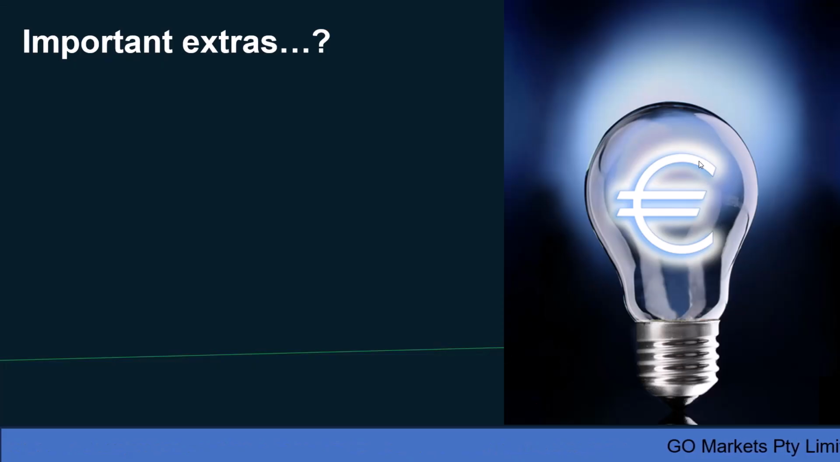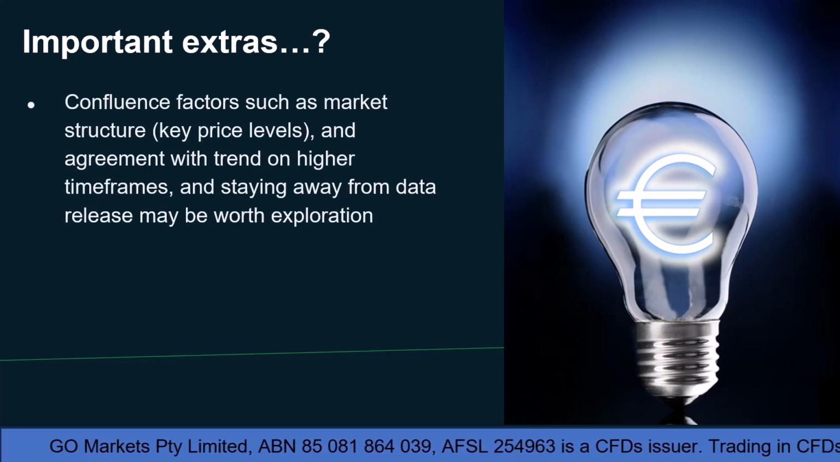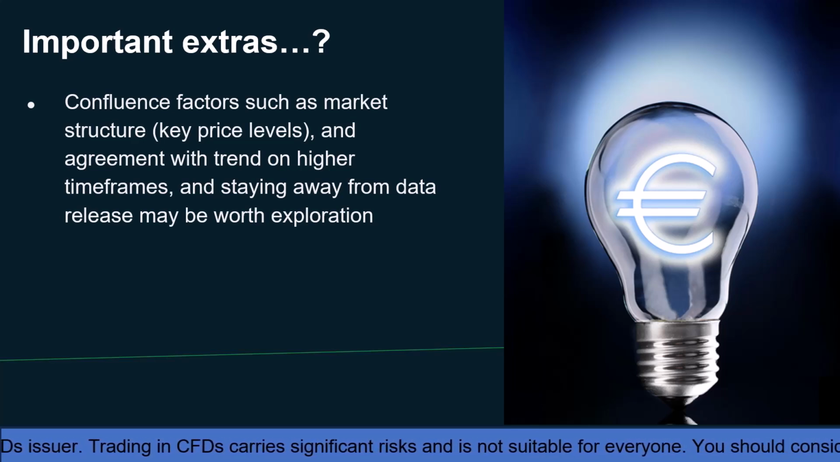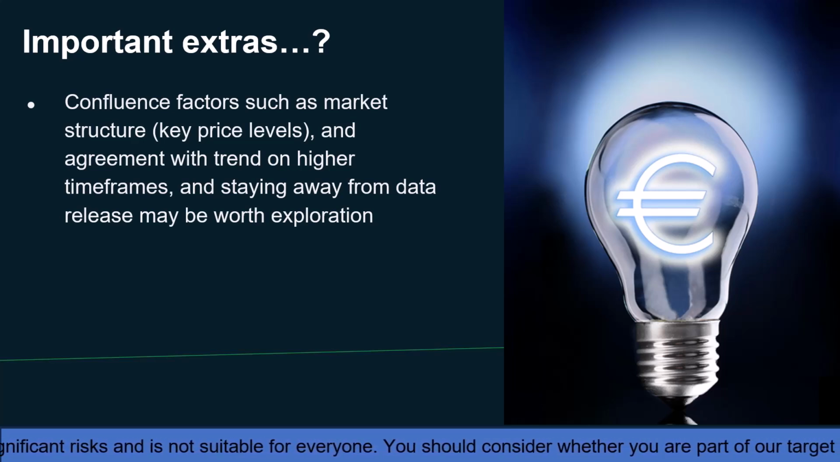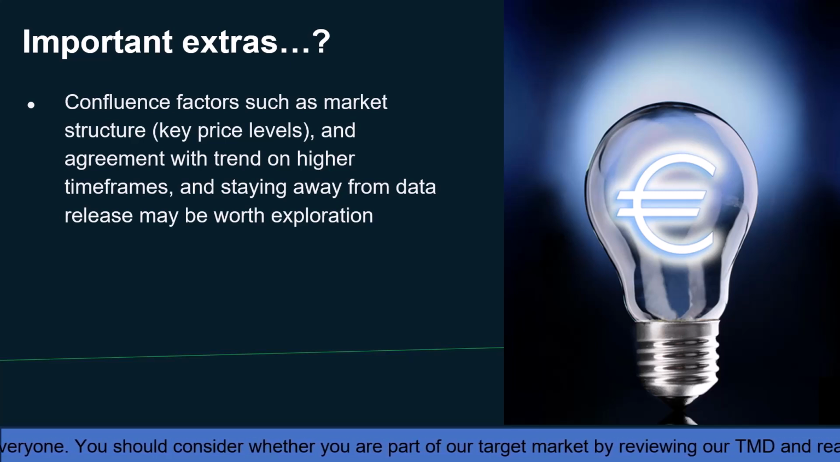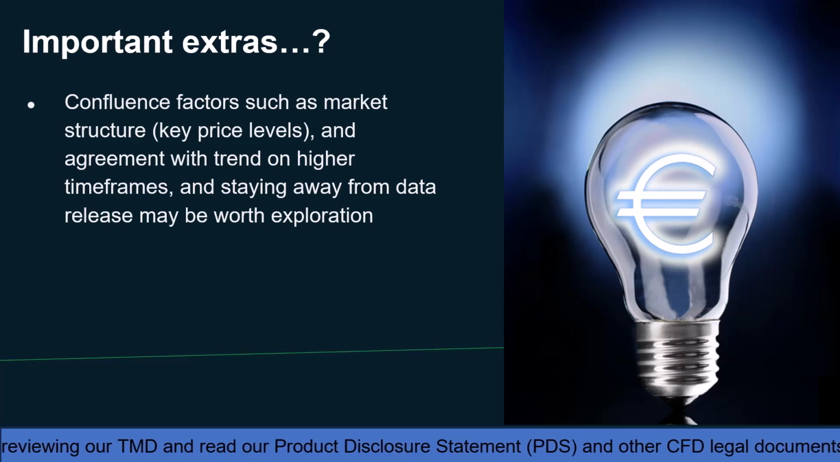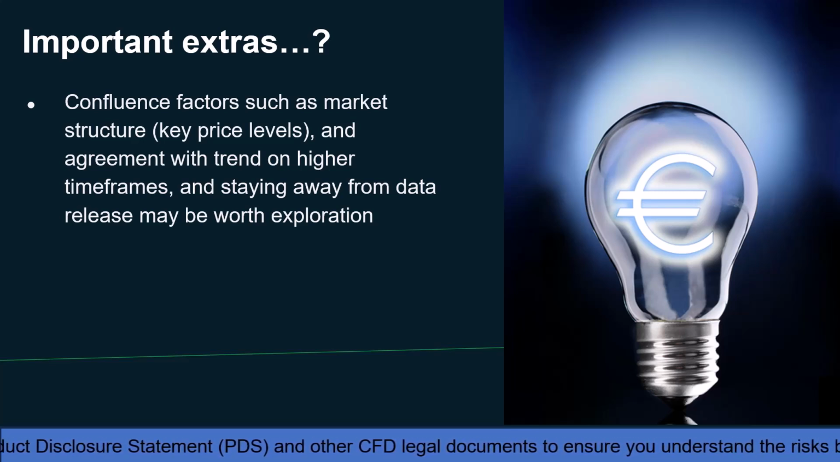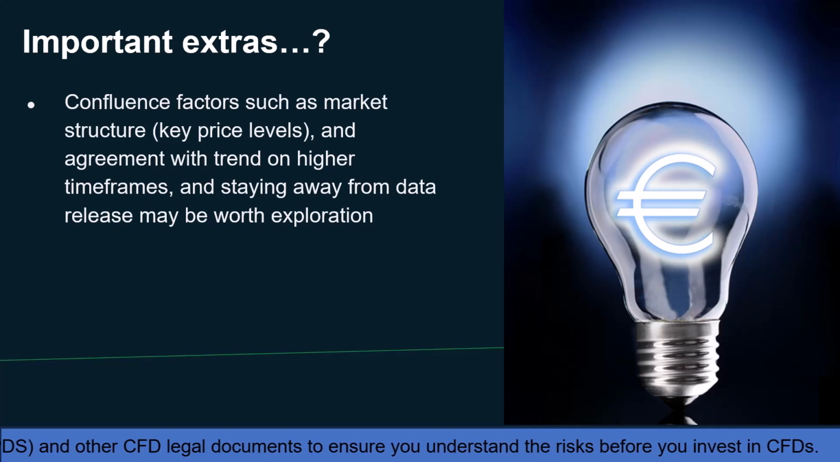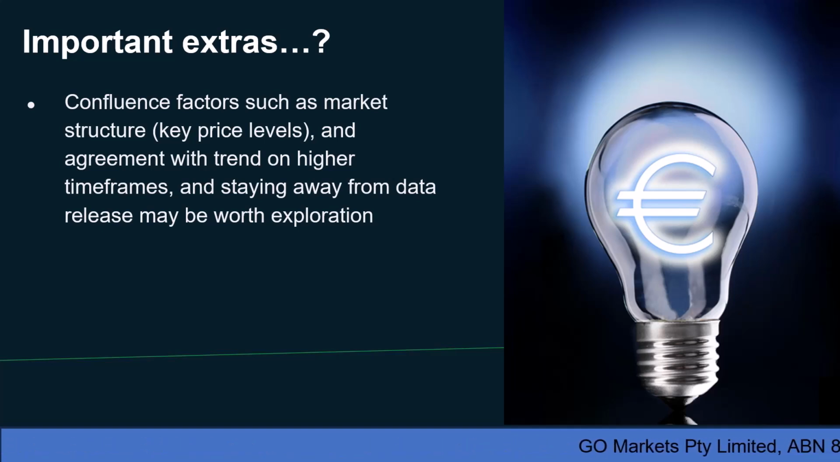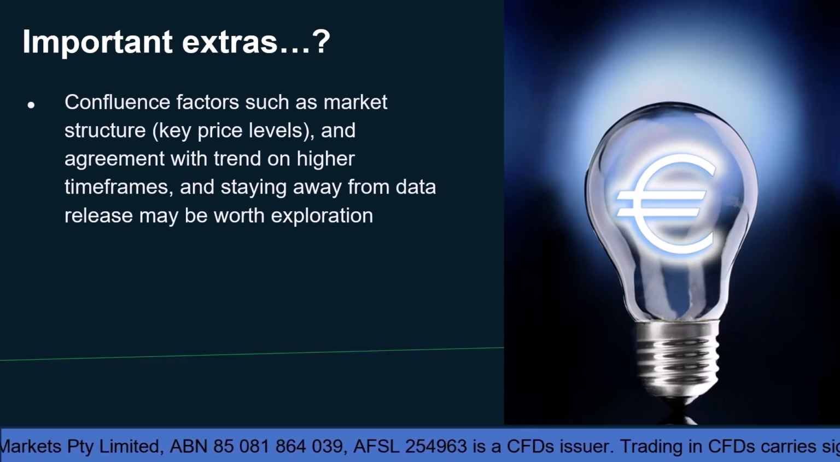So some important extras to consider, which I've sort of referenced indirectly there. We should be looking for confluence factors as well as the price movement, such as market structure. If we get a bounce off a support level, which corresponds to this move outside and then inside the bands, that may add weight to the move in your desired direction. Look for potential agreement on higher time frames if you're trading short time frames, such as 15 or 30 minutes. And of course, staying away from data release may all be worth exploring.